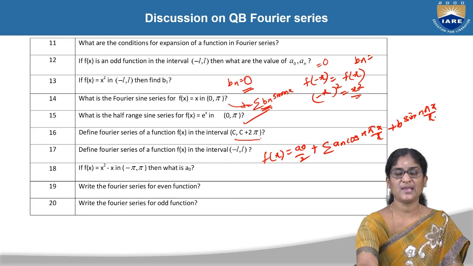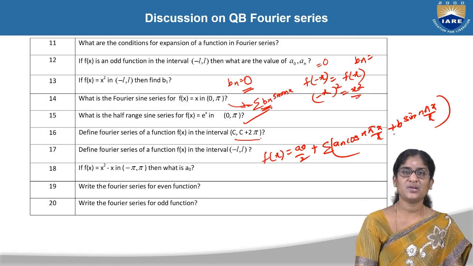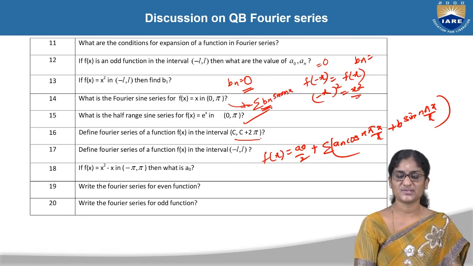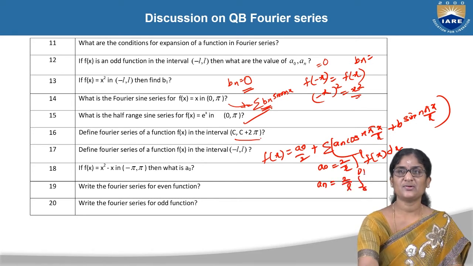N pi x by L, and here a naught, an and bn are called Euler constants or Fourier coefficients. Now this a naught can be given as 2 by L integral 0 to L f of x dx, and an value can be given as 2 by L integral 0 to L f of x into cos n pi x by L dx.